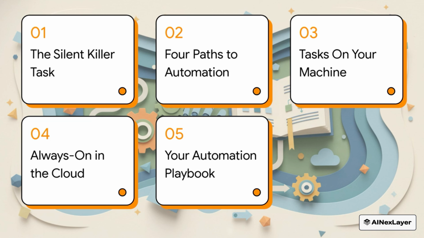Okay, so here's our game plan. We're going to start by looking at those common traps, those silent killer tasks. Then we'll dive into the 4 different paths you can take for automation: 3 that run right on your machine, and 1 that lives in the cloud. And to wrap it all up, we'll give you a clear playbook, a decision matrix really, to help you pick the right tool every single time.